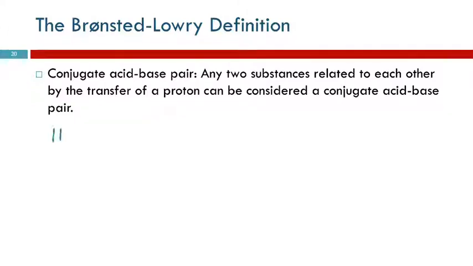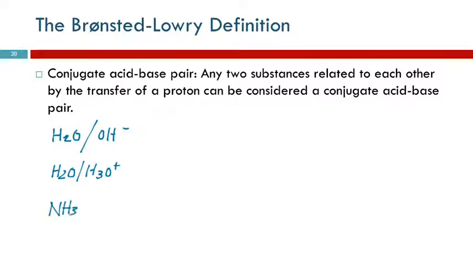So H2O and OH minus. What's the difference between those two formulas? One has an H plus and the other doesn't. That's a conjugate acid-base pair. H2O and H3O plus. The difference is one hydrogen ion.